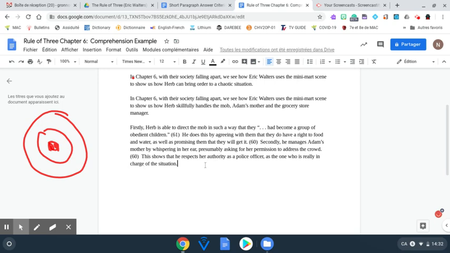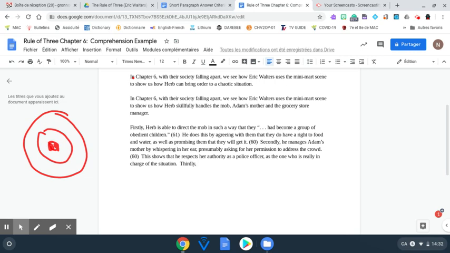Okay, so this shows that he respects her authority as a police officer as the one who is really in charge of the situation. So even though she may not end up managing the situation, she is still the one who gives the okay or the no on how things play out. So next we move on to Herb managing the grocery store manager, as per our topic sentence.